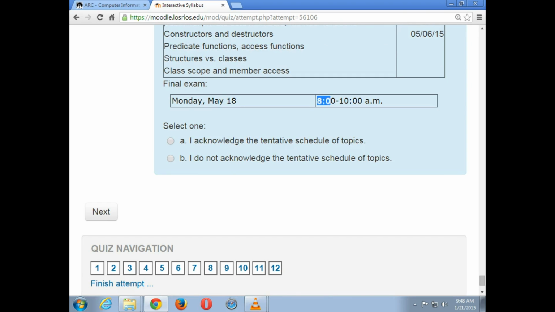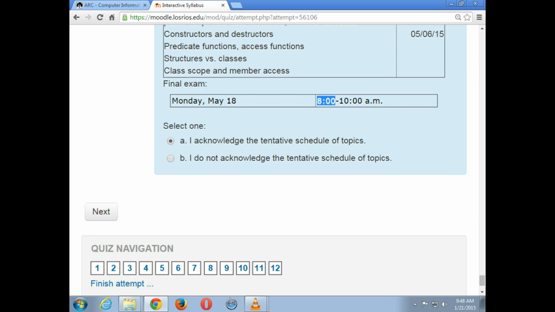So make sure you remember, the final exam is starting at 8 o'clock and not 9 o'clock. Okay, every semester I have people doing that, because the class starts at 9 o'clock. Many people think, oh, okay, the final exam is going to start at 9 o'clock. No, the final exam starts at 8 o'clock. So be sure to be here an hour earlier than usual.